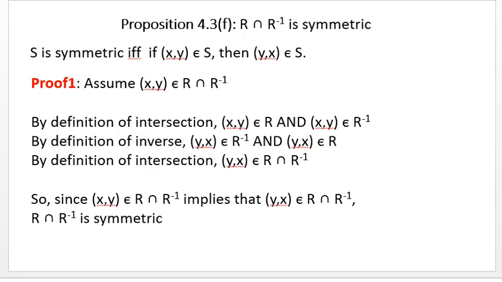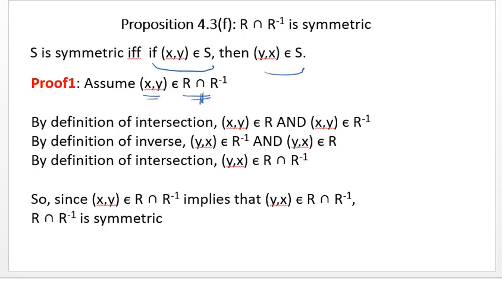So S is symmetric, this is a definition, if and only if xy is in S, then yx is in S as well. That's definition 1 of symmetry. So if we want to prove that R intersect R inverse is symmetric, let's start out with some element xy in R intersect R inverse. By the definition of intersection, we know that xy is in R and xy is in R inverse. That's what it means to be in the intersection of R and R inverse.